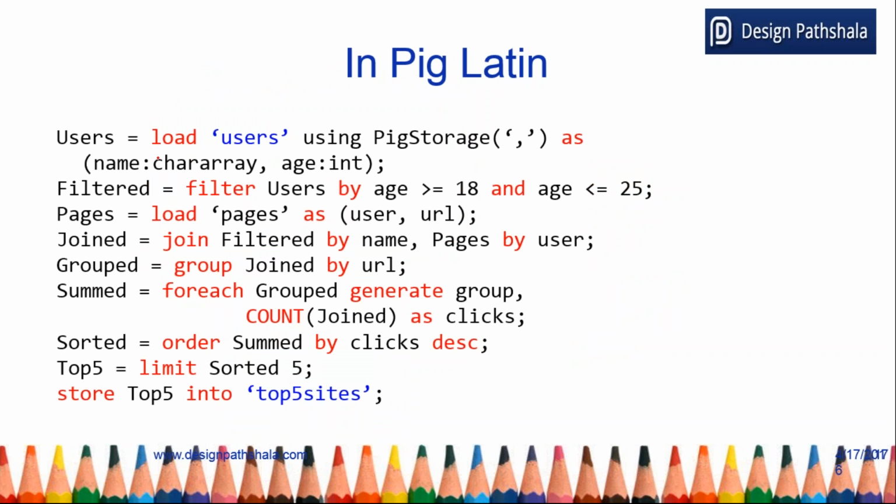So what I did is I loaded the users data. I filtered that by age. I loaded another data set, that is the pages data set. I joined them by user ID. So user ID is name over here and user over here. Then I grouped them by URL, figured out the count of each URL, and then sorted them descending and figured out the top 5 and stored the top 5 into my file system.